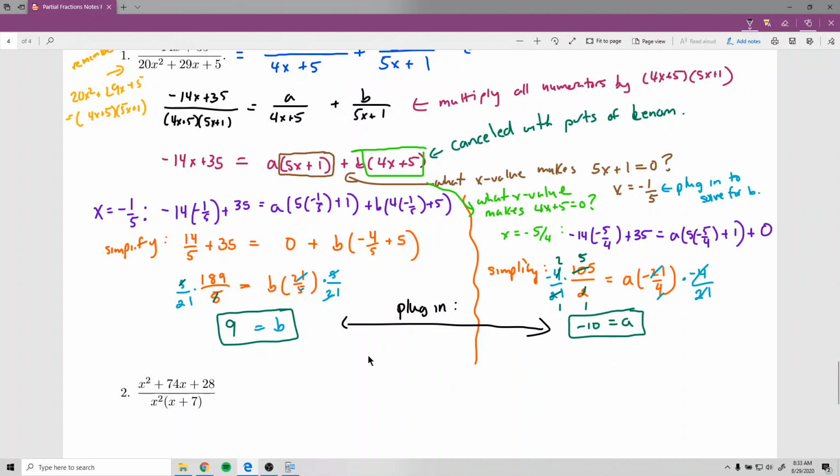All right, so a is negative 10. That's over 4x plus 5. And b is 9. And that's over 5x plus 1. And that is our answer.